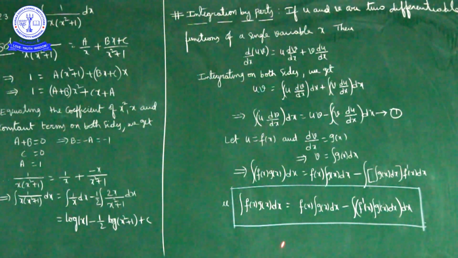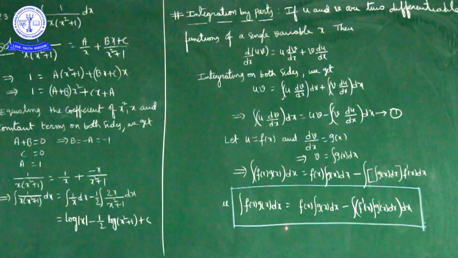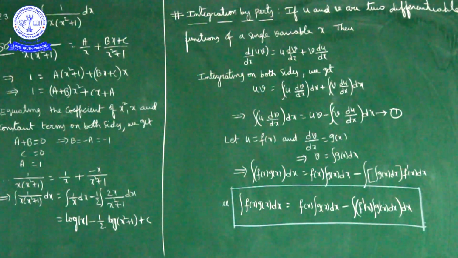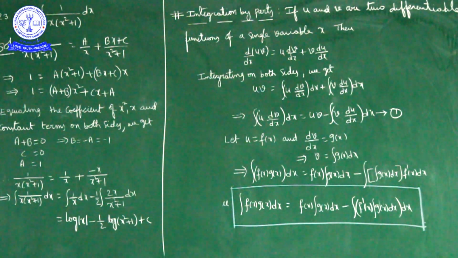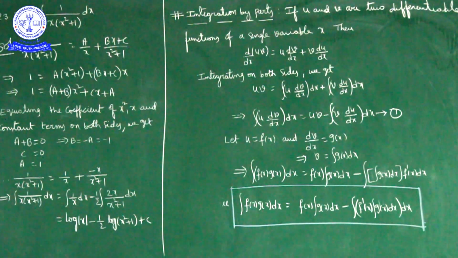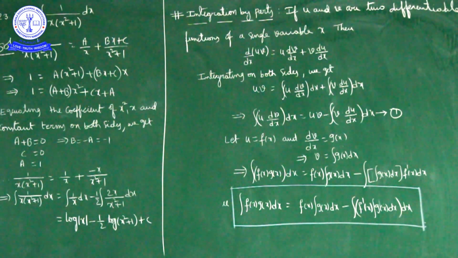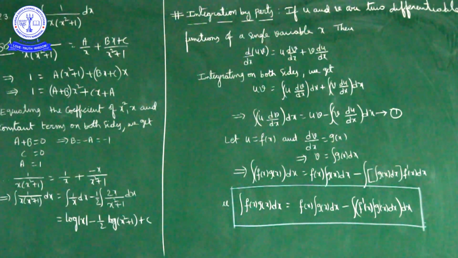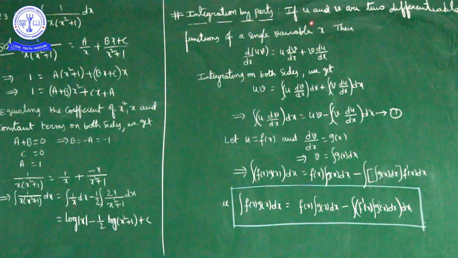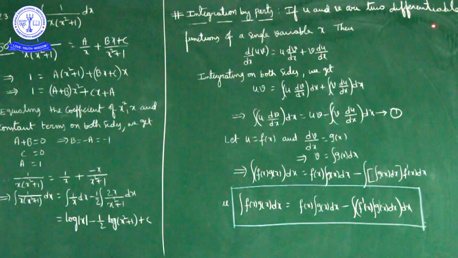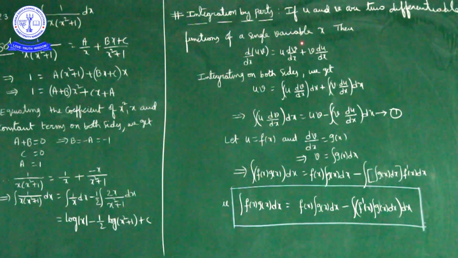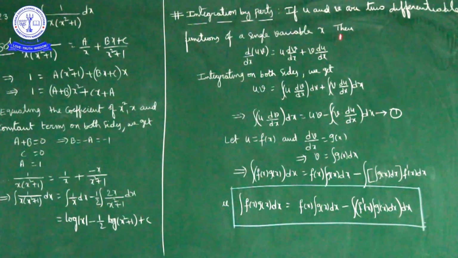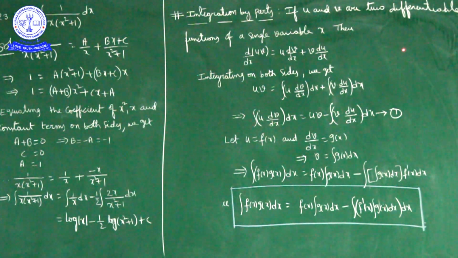Integral of a product of two different types of functions. What is the formula? We will discuss now. First of all, for the derivation of the integration by parts formula, we can derive it using the differentiation of a product of two functions, using the derivative of a product of two functions. Now for this, if u and v are two differentiable functions of a single variable x, means u is a differentiable function of x, and v is a differentiable function of x.